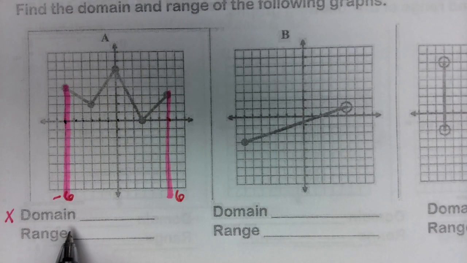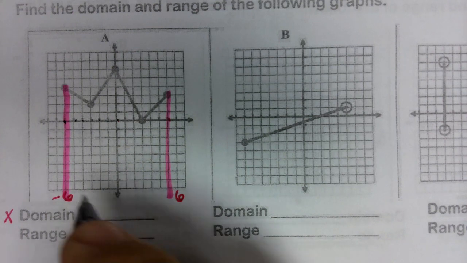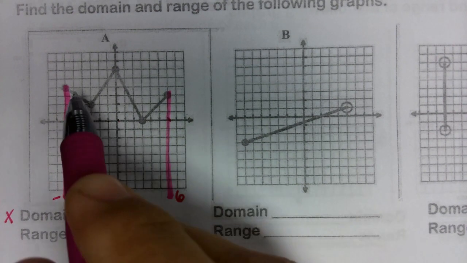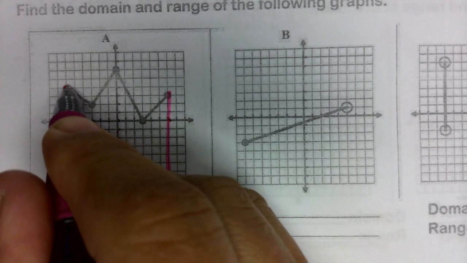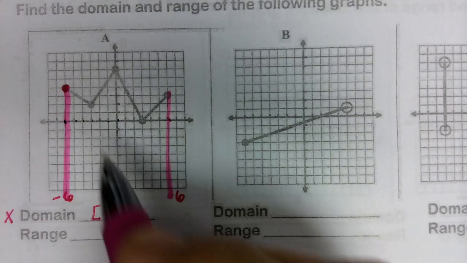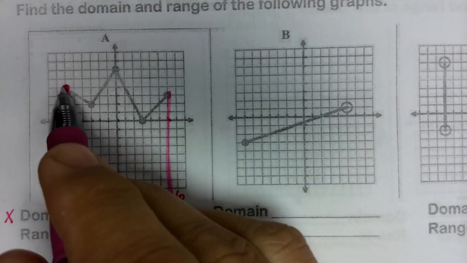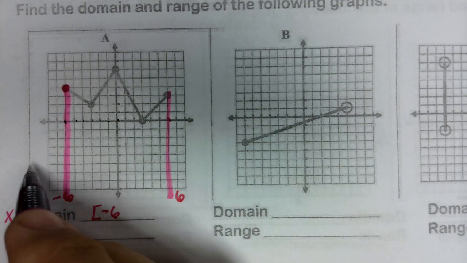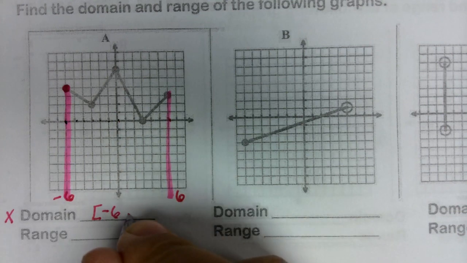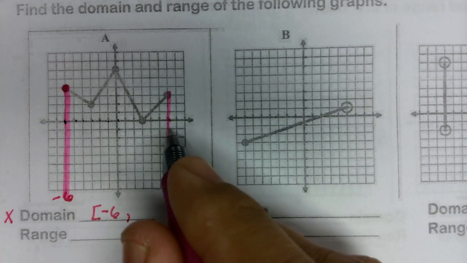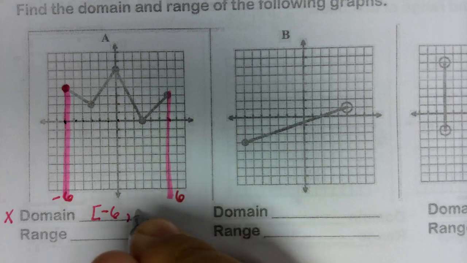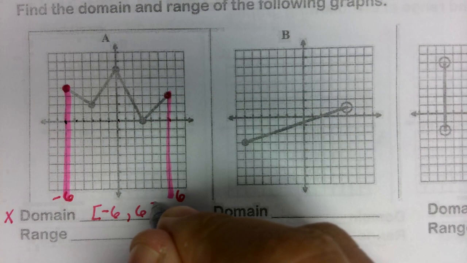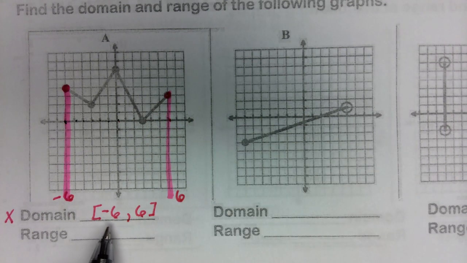So when I write my domain, I'm going to do a bracket because that is a closed dot. Notice that this dot is filled in. It's not hollow. If it was an open dot, I would use a parenthesis. But since it's filled in, I'm going to use the bracket. I put my furthest left value on the left side, and then I put my furthest right value on the right side. So that's +6. This is a filled in dot as well, so I'm going to use a bracket. And that's it for the domain.